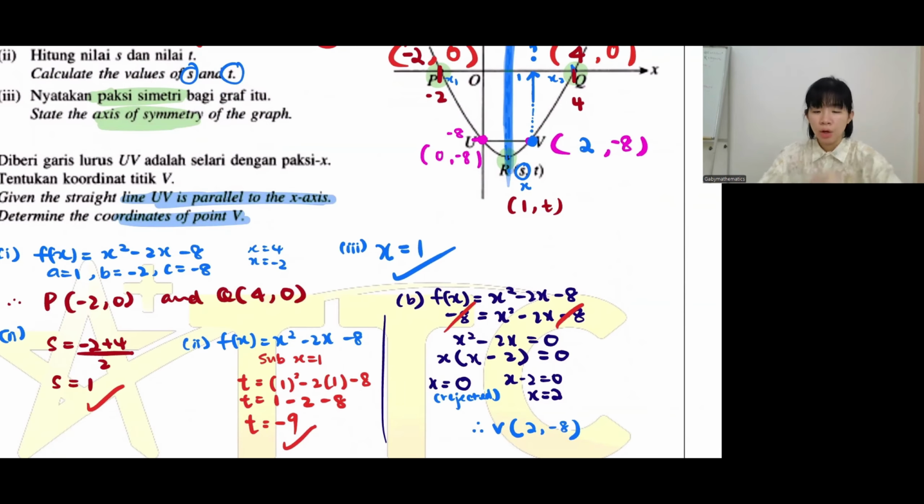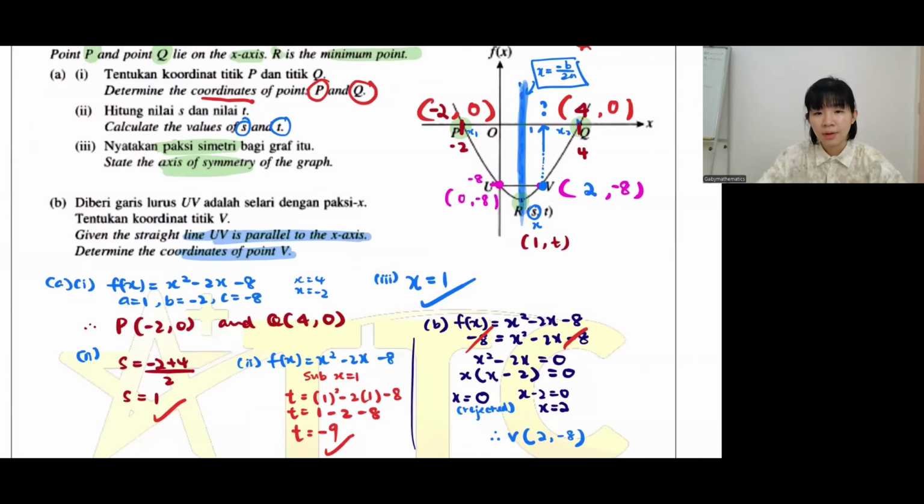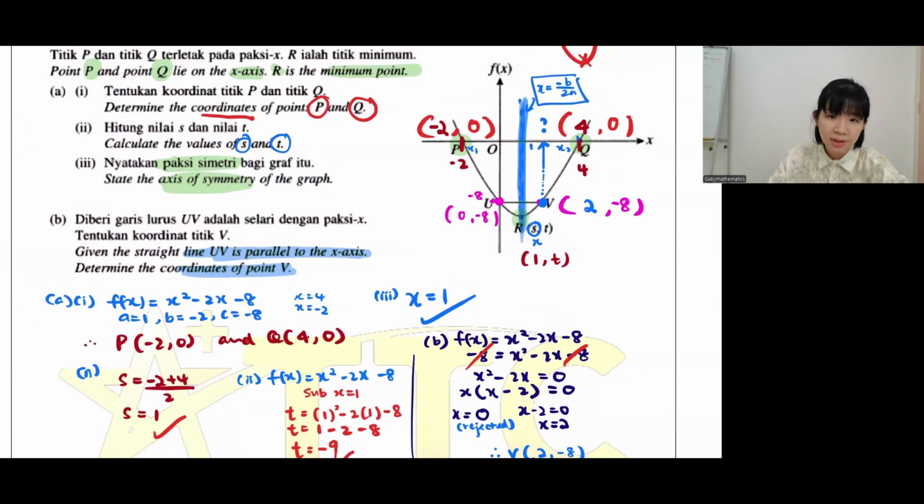(2, -8). Okay, pause for a while. Anybody got a question to ask? I want to see if you understand or not first. So far, so good. When y is negative 8, just now the y here we put negative 8, so x got 2 answers. One is 0, another one is 2. You know why got 2 answers? When y is negative 8, there are 2 points. See here got 2 points. So x is 0, so this is 0. Then the other one is 2. So that's why I got two answers. But because V cannot be 0, we want 2. So that's why the 0 is rejected.